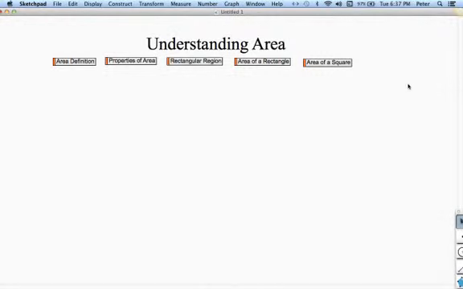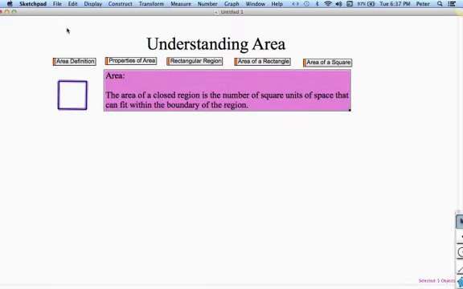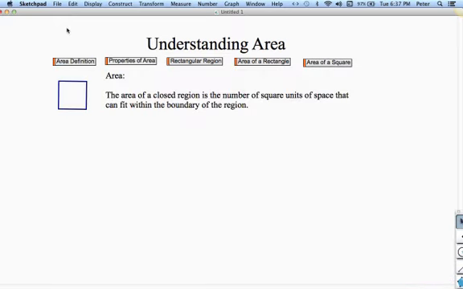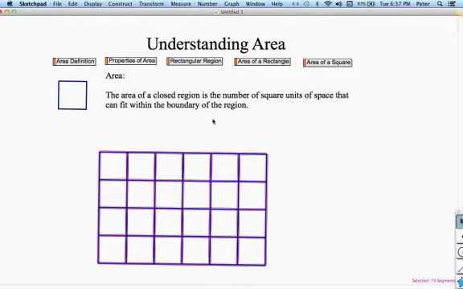Okay, understanding area is probably going to be something that's pretty familiar to you, but nevertheless, let's take another look at that definition. The area of a closed region is just the number of square units of space that can fit within the boundary of the region. Well, that's not too hard. That makes a lot of sense. So when we look at a rectangular region, all we're doing, finding the area, is figuring out how many of these square units fit inside it.